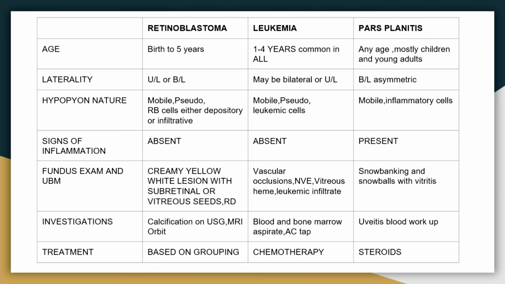Fundus examination in retinoblastoma may reveal a creamy yellow-white lesion. There may also be subretinal or vitreous seeds and associated retinal detachment. In leukemia, we can see the features of leukemic retinopathy. As ma'am had told, we can see features which are caused by the leukemia per se or due to associated anemia or thrombocytopenia. And in pars planitis, we can have the inferior snow banking and snowballs with vitritis.